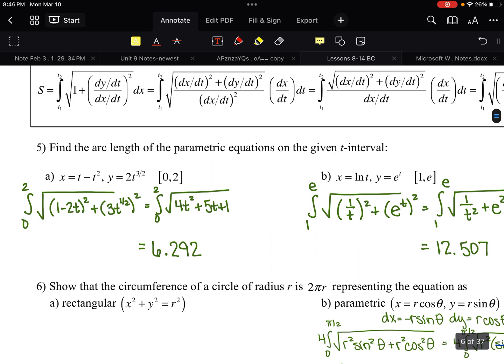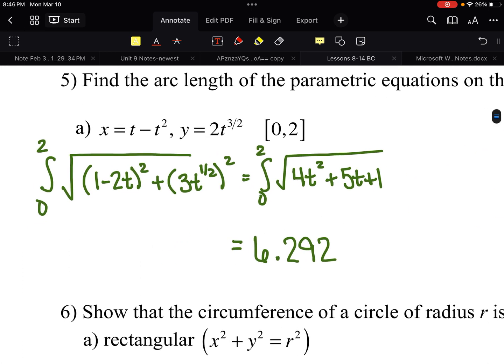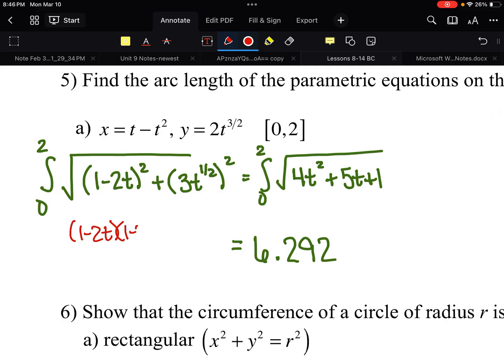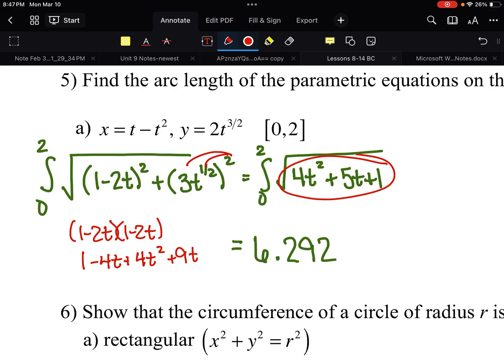If I square this one, that would mean FOIL it out. So that would mean 1 minus 2t times itself. So I'm going to get 1 minus 4t plus 4t squared. And then when I square this, I'm going to get plus 9t. So when I combine like terms, I get 4t squared plus 5t plus 1, all under the square root sign.